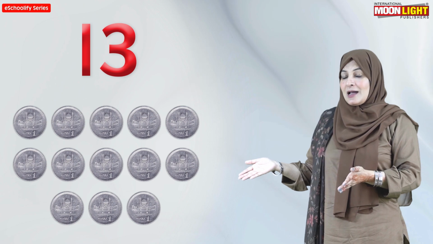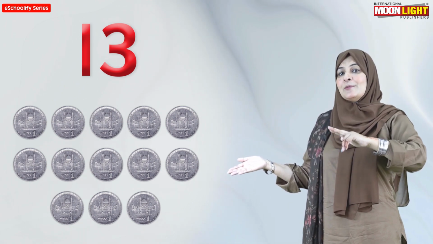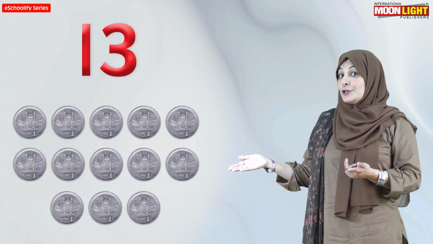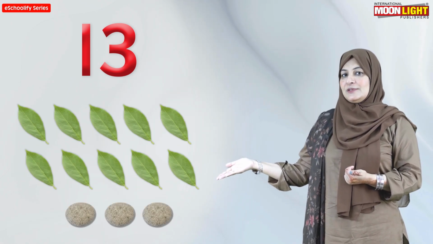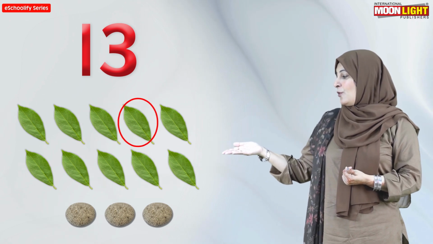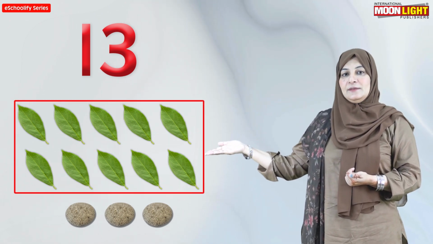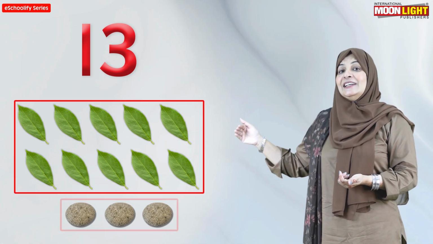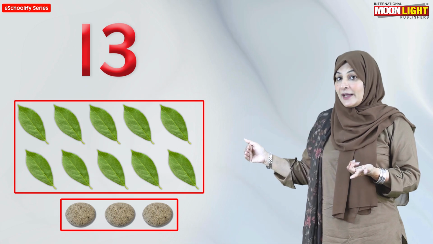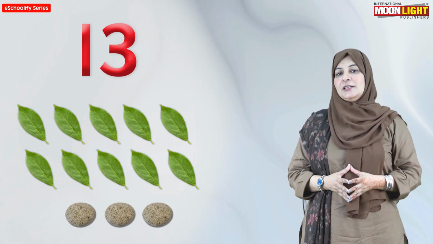So, make a flashcard of number 13. Display different objects. Display money. After that, count them. Call individually, one by one, your students. Okay? They will count these leaves. 1, 2, 3, 4, 5, 6, 7, 8, 9, 10. 10 leaves. And 1, 2, 3, 3 stones. 10 and 3. Altogether, 13.